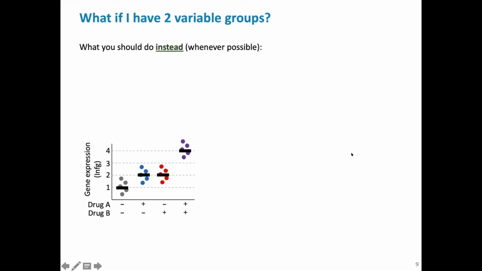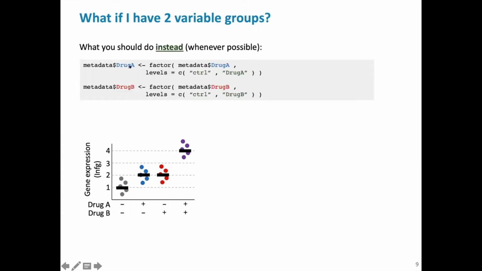What you should do instead is define drug A as one metadata and drug B as another metadata, having control and drug A, control and drug B. And then you write a formula, Y is equal to drug A plus drug B. But in this case, it's also not enough, because now we're averaging this group, the blue with the purple and the red with the purple. So then you have the average of all those groups. So just adding is not enough.